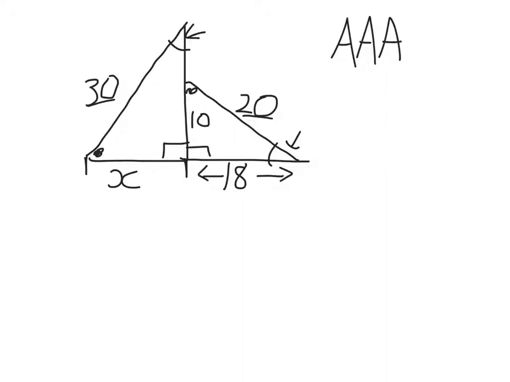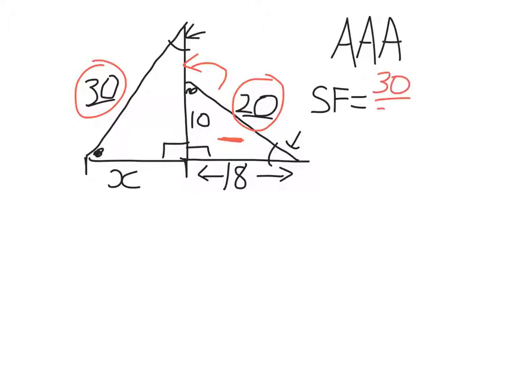Now, because they're similar, all sides will be in proportion. So first I have to find the scale factor. Now, the scale factor, you've got to be careful. I've got to make sure that I line up a side with its corresponding side. So this 30, which is the hypotenuse, corresponds to this one here. This triangle can be flipped over this way so that it sort of lies on top of the other triangle. So the scale factor here is 30 divided by 20, which is 1.5.